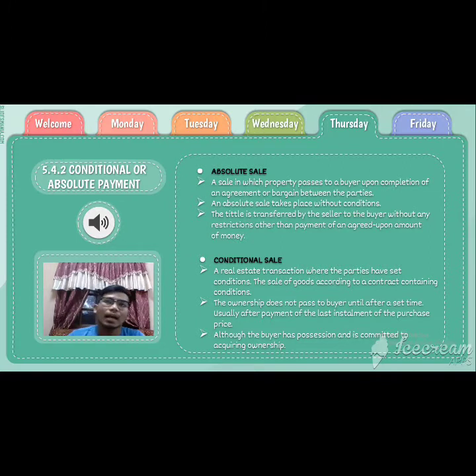Alright. Second, conditional sale. A real estate transaction where the parties have set conditions. The sale of goods according to a contract contains conditions. The ownership does not pass to the buyer until after a set time, usually in the contract, after payment of the installments of the purchase price, although the buyer has possession and is conditioned to acquiring ownership of the goods. So that's all for me.